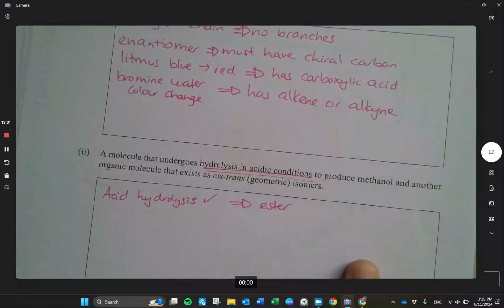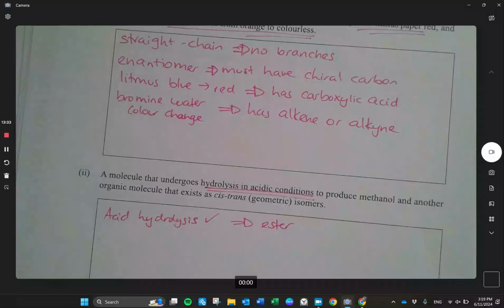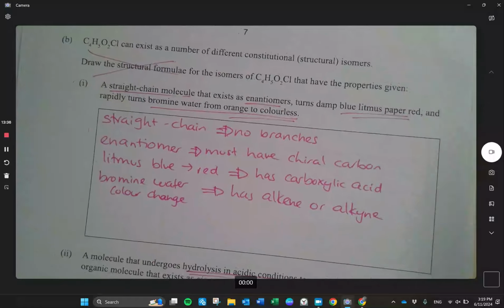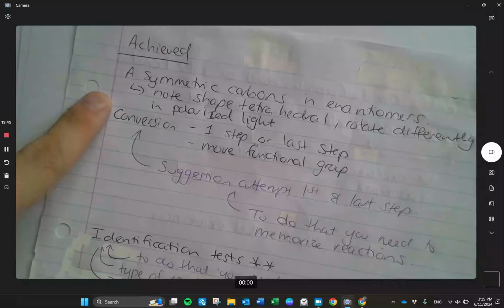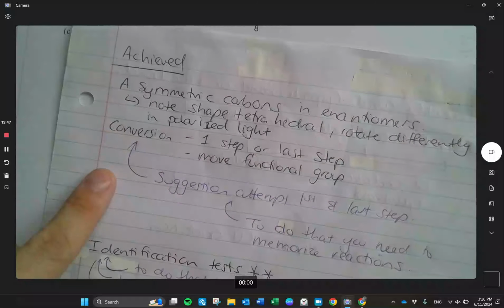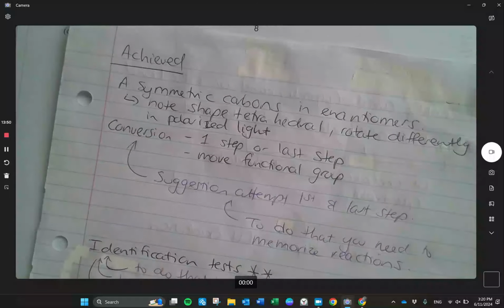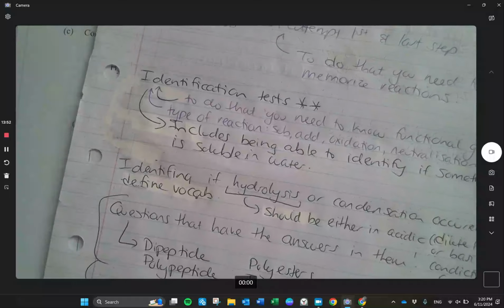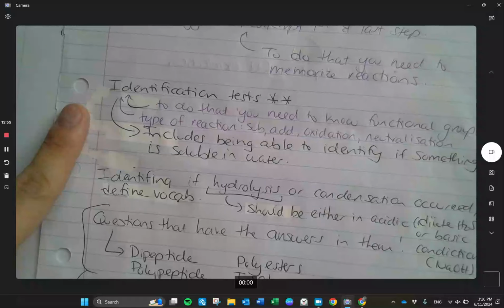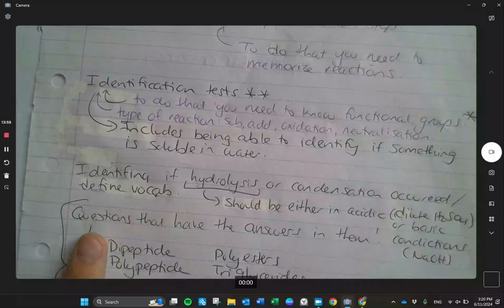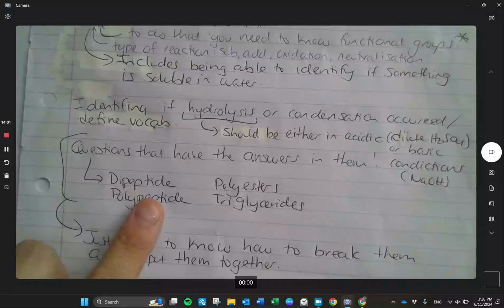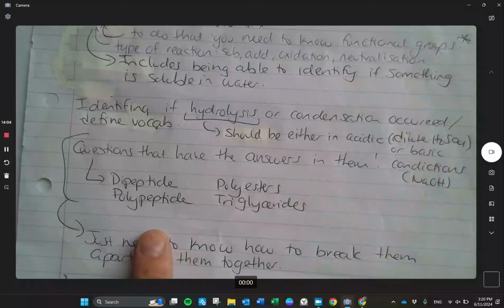All right. This is one that I noted here. So if you look at my list here, we talked about knowing our definitions, like enantiomers, knowing how to do simple conversions, so just the first or the last step. Identification tests obviously come up multiple times, even though they're not identification test questions per se. Knowing the vocabulary, again, hydrolysis. Now we're moving on to this section here, questions that have the answers in them. So these are ones that have the answers in the question themselves. You just have to know how to break it apart. Okay? And that's what I said. You need to know how to break apart and put together. And this is what you were working on, Melania.